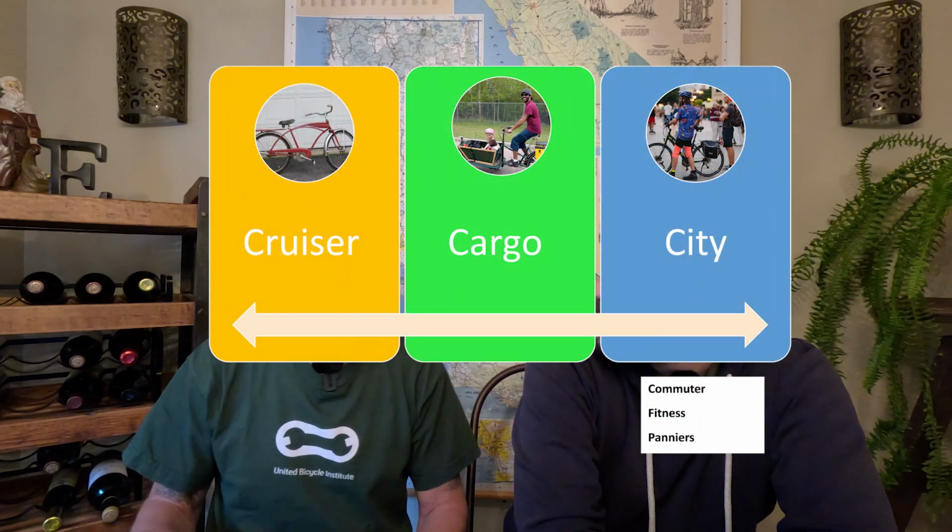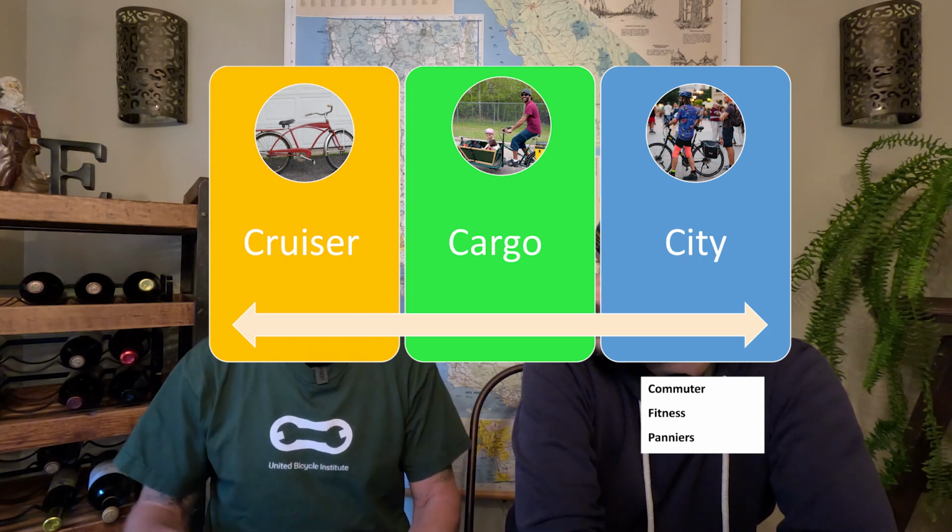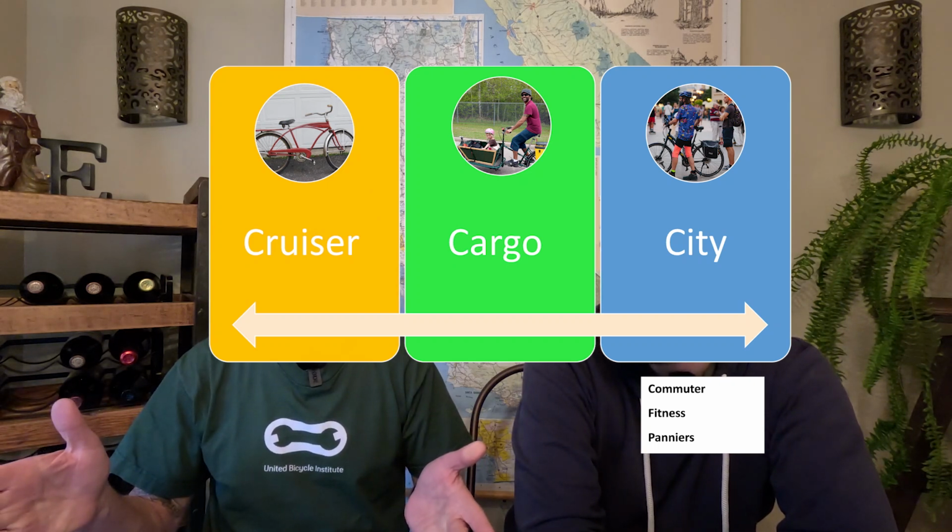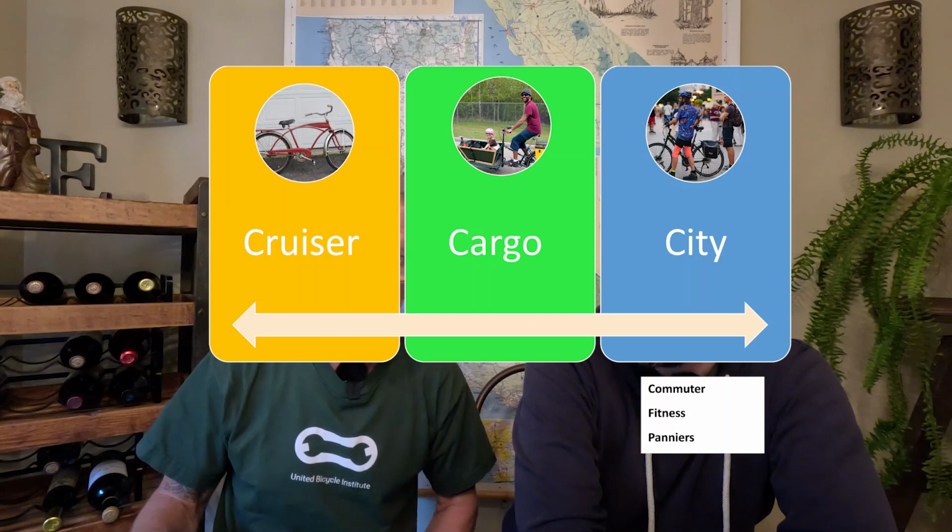But then I want to scoot over into the other end of the spectrum and look at a city bike. Once again, the first question to ask yourself before you go to buy one of these things is, what are you going to do with it? In the city bike category, this is a great commuter bike. You can put some saddlebags on there, drop your laptop in there, put your lunch in there, whatever you need.